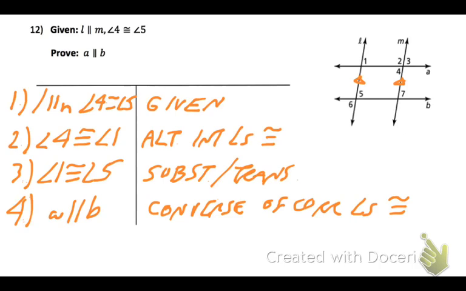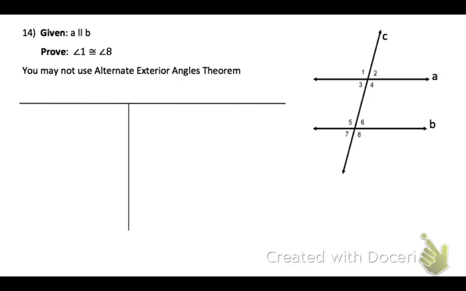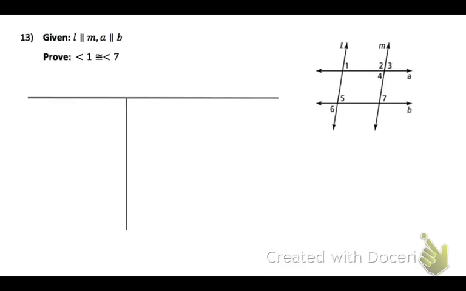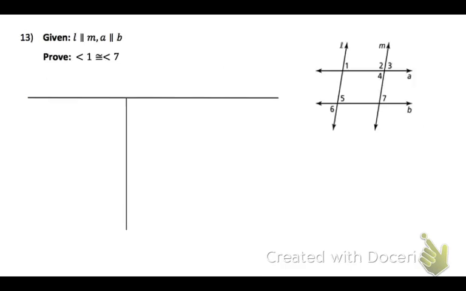So look at the next proof, 13. Here it is. So we'll start with a given, if I can ever get there. Starting with the given, we have L parallel to M. We have A parallel to B, so everything's parallel. We need to prove 1 is congruent to 7. So we need to find an angle that ties together with 1 and 7.